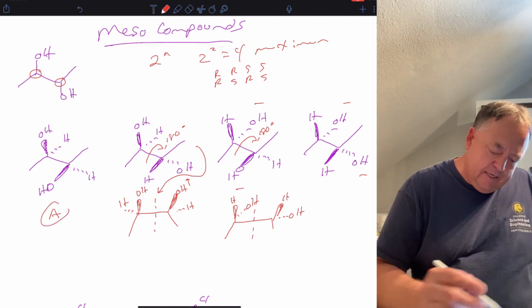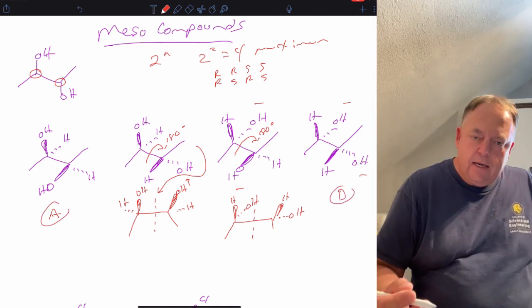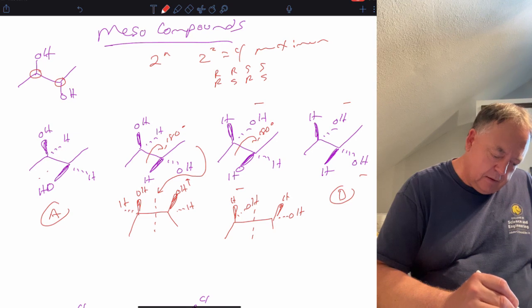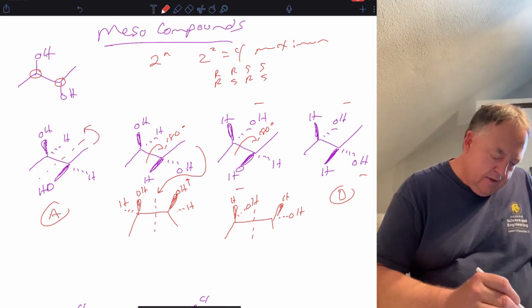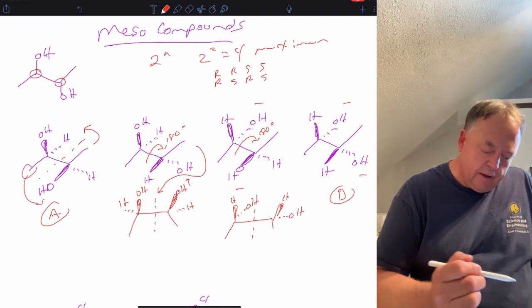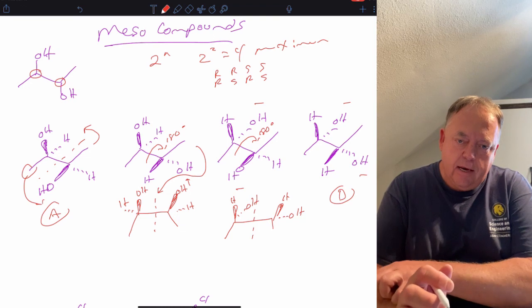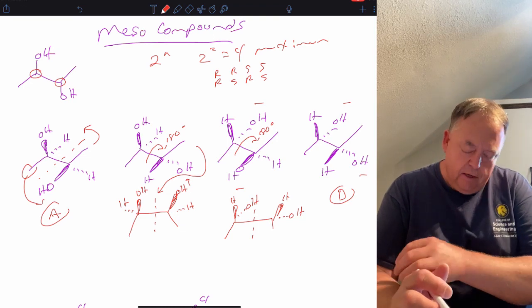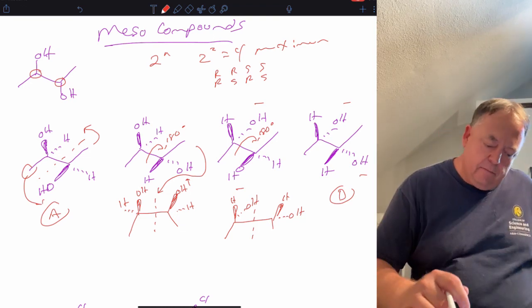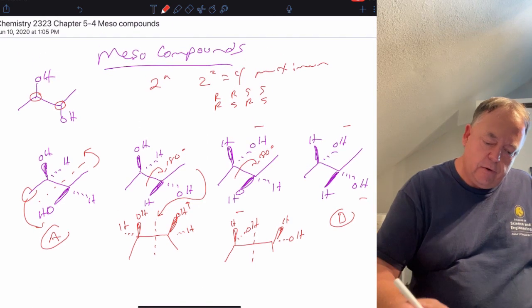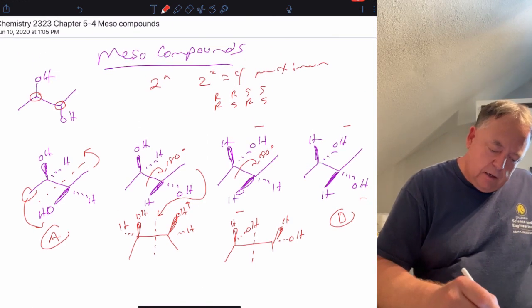A and D do not have internal planes of symmetry, because that's not a plane there: the methyl group would not reflect into a methyl, right? And this methyl would not reflect into a methyl. So A and D do not have internal planes of symmetry. So if you have a meso compound, there are 4 possible stereoisomers, but these two molecules are the same.